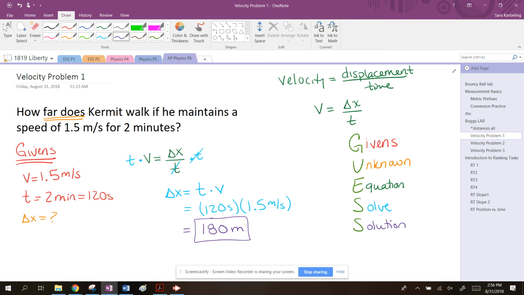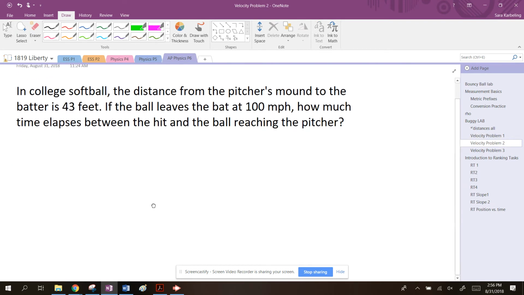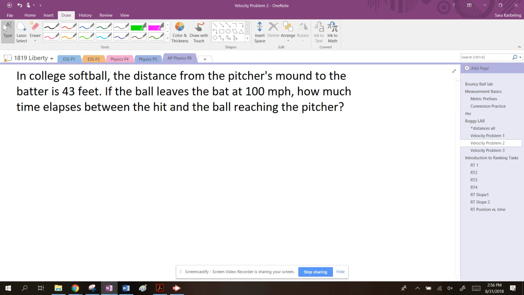Okay, let's do one more, because we've got a couple minutes. We ready for something a little bit more challenging? Yeah, bring it on. All right, here we go. In college softball, the distance from the pitcher's mound to the batter is 43 feet. What? That's disgusting. I'm sorry that these units are terrible.